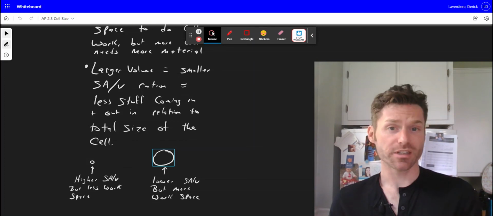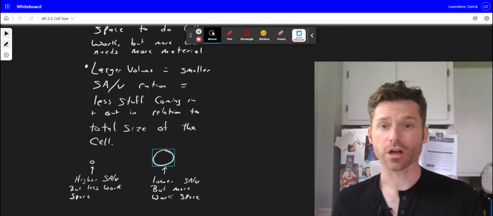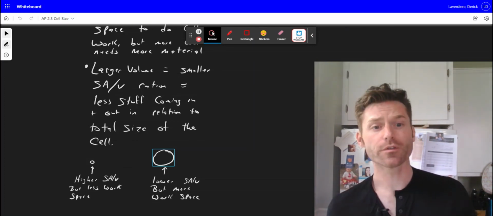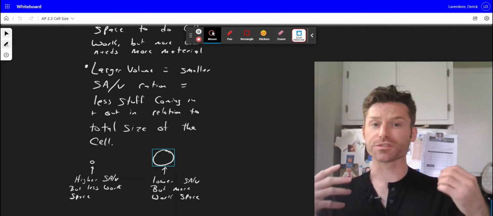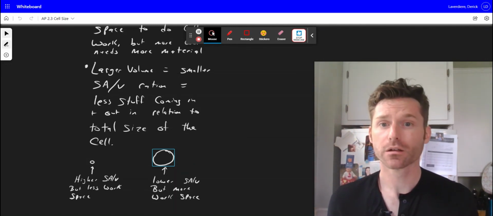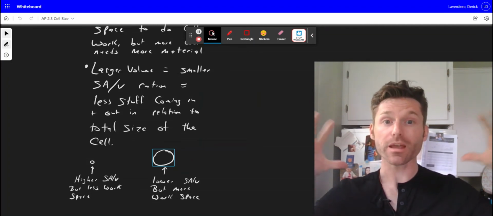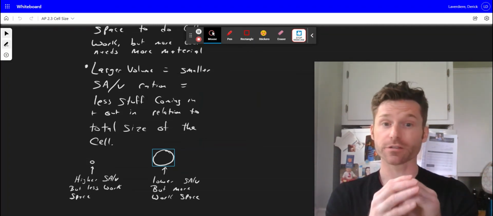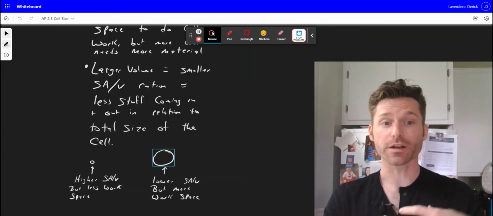And different cells are going to be different sizes because they have different jobs and different functions. Right, so if you're a cell that needs to secrete a lot of material, right, like a gland, then you're not going to be very big. Right? Your gland cells are going to be smaller because they're going to move a lot of stuff in and out.